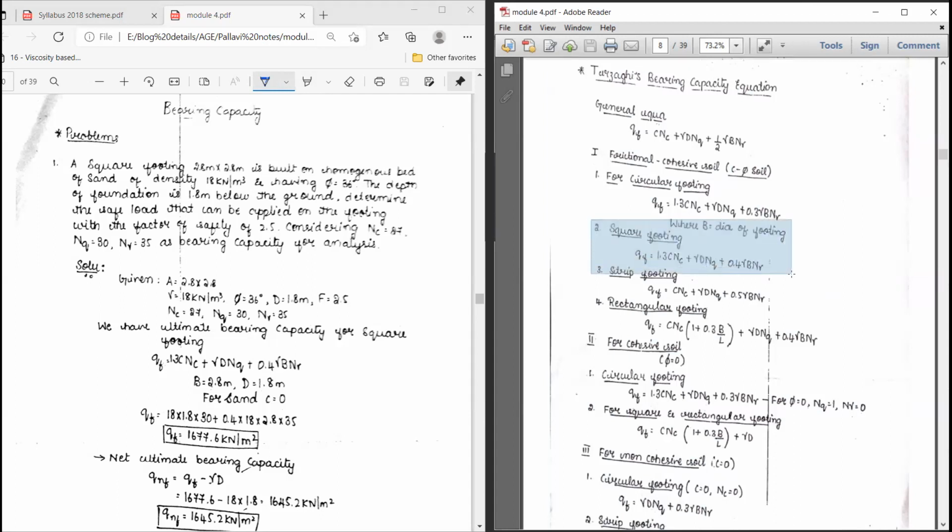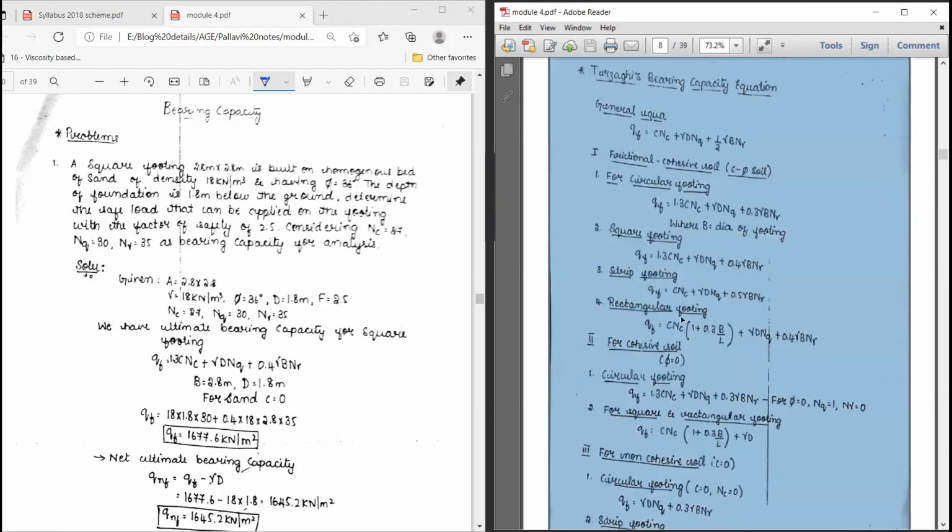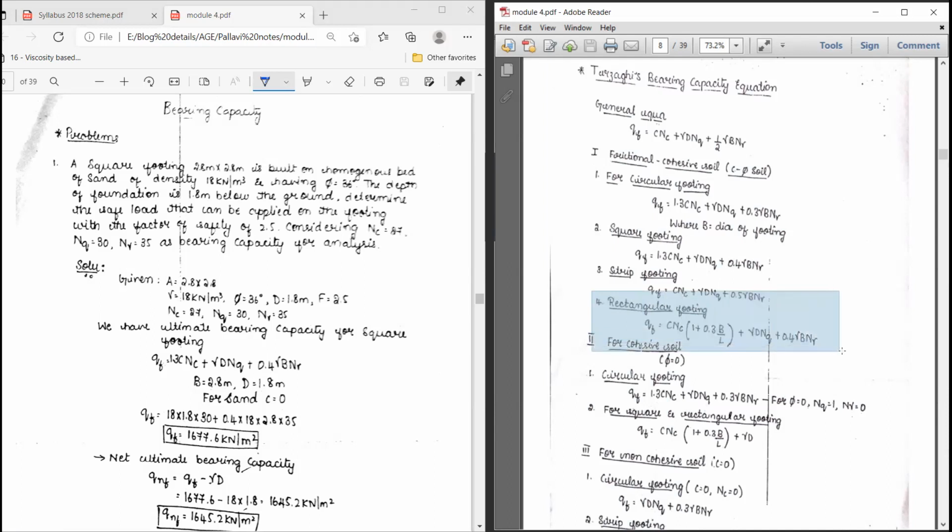And for square footing, this is the formula. And for strip footing, this is the formula. And for rectangular footing, this is the formula. If you remember these formulas, you can easily solve the problem. By chance, if it is a cohesionless soil, in all these formulas you have to make C equal to 0. Now, let us take the first problem.